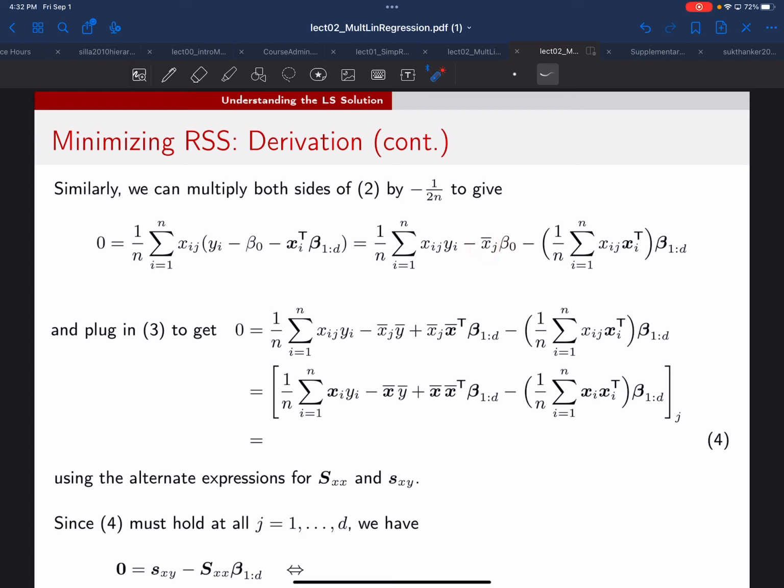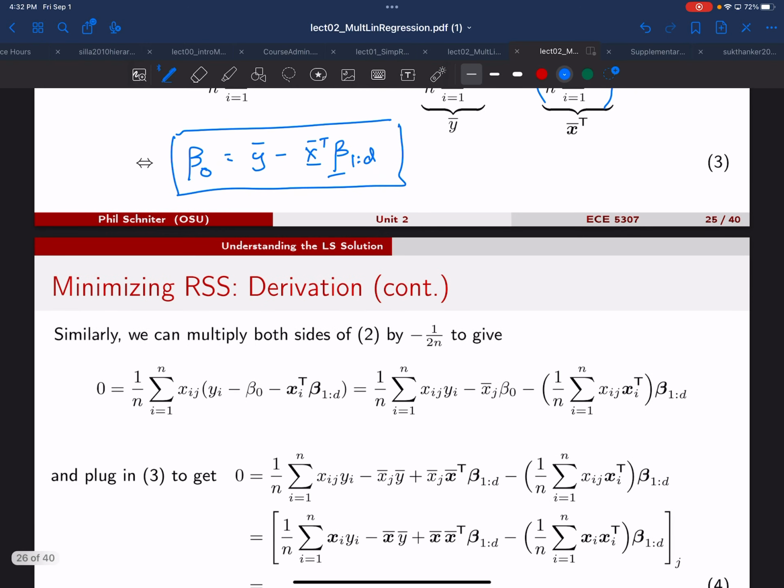Yeah, everything else is just direct algebra. To go further, we can plug in this expression for beta 0, and you can see what's going to happen is we're going to get x bar j y here, and then we're going to get x bar j times this thing here. Everything else is the same.